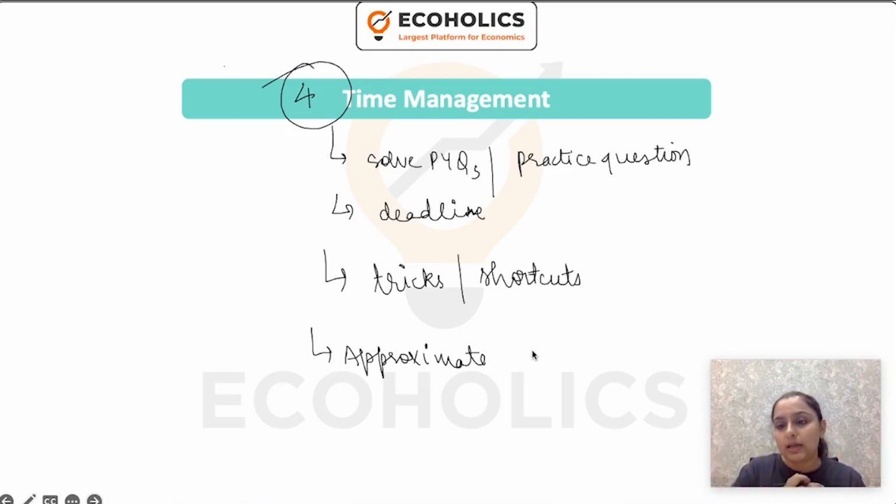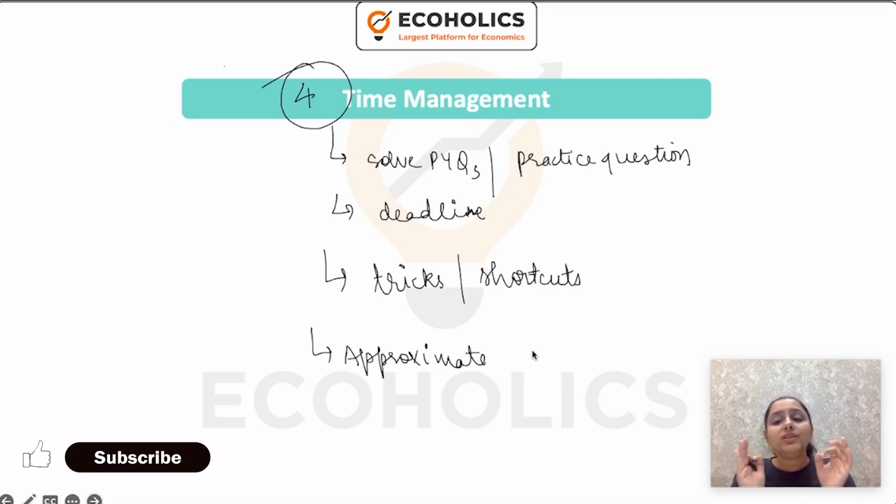Maybe you can take it up to 2.71. So up to 2 decimal places, the answer won't change. Try to approximate values wherever possible and do not stretch calculations. Always figure out an easier way to solve it.